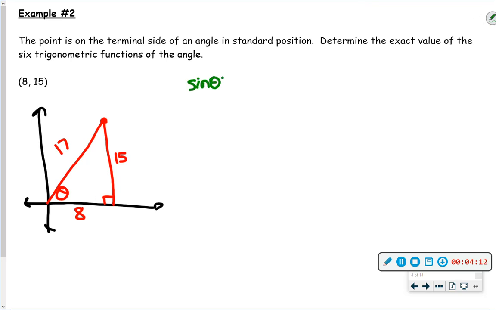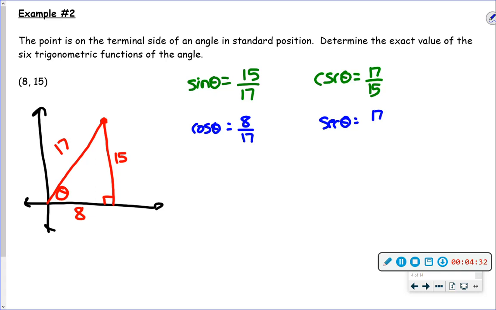All right, sine, of course, opposite over hypotenuse. No radicals, no simplifying. This will be a nice and easy one. I'm just going to do the reciprocal, 17 over 15. Let's do cosine, adjacent over hypotenuse. And then, of course, let's list secant, the reciprocal, 17 over 8. All right, tangent, opposite over adjacent. Opposite 15, adjacent 8. And let's do the reciprocal.